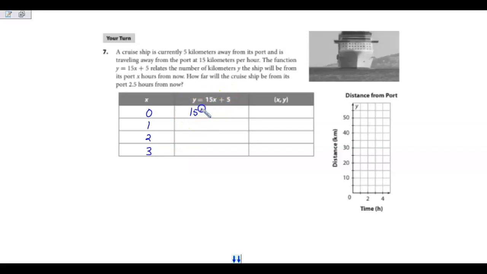So we're going to have 15 times 0 is 0 plus 5 is 5. And we have 15 times 1 is 15 plus 5 is 20. And then we have 15 times 2, which is 30. 30 plus 5 is 35. And then for 3 hours, it's 45 plus 5 is 50.